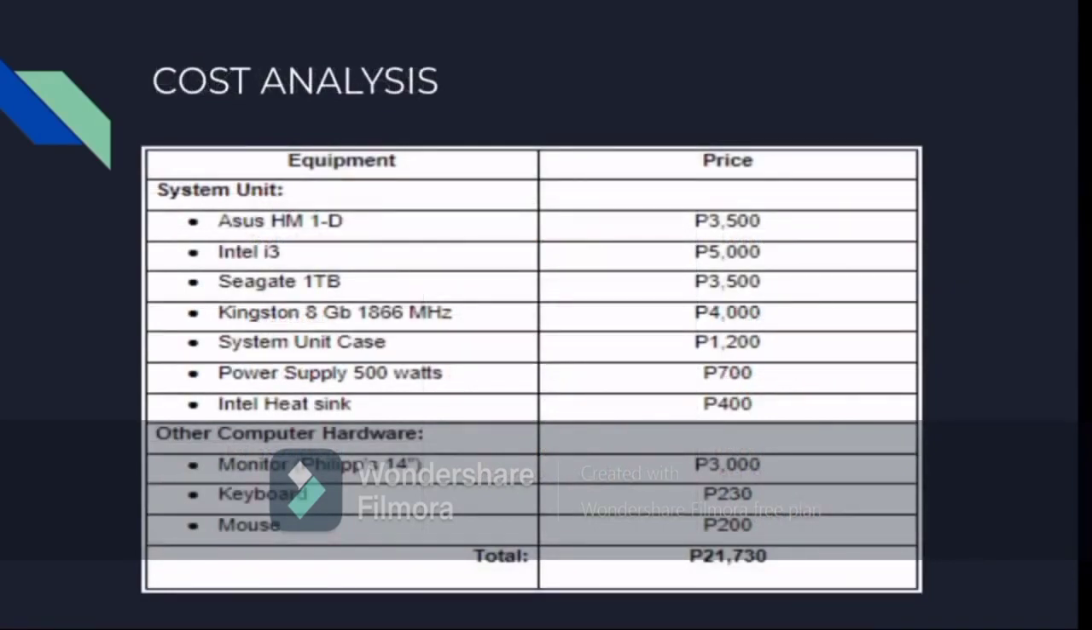And the next is cost analysis. The following specifications are the best possible requirements for the system to run smoothly. The company could use a laptop instead, but the specification should at least be the same as what is listed below. And the total is 20,730 pesos, kasama na yung system unit and other computer hardware like mouse, keyboard, and monitor.